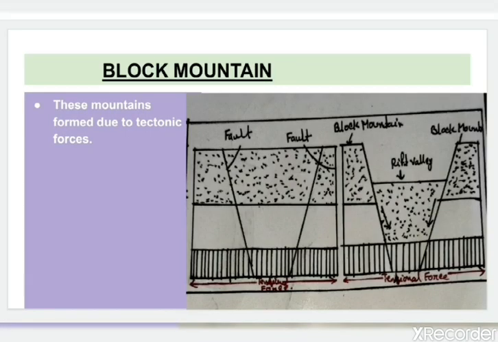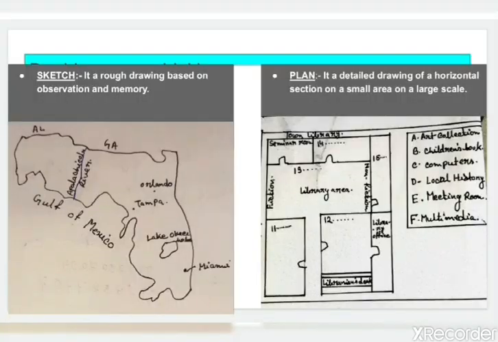The next diagram is a diagram of a block mountain. These mountains form due to tectonic forces. You see in this diagram, at first the fault occurs. A fault is generally a crack in the rock, and then due to the tensional forces, some part is uplifted and some part is submerged. The uplifted one is known as block mountain, and the part which is submerged is called Rift Valley.